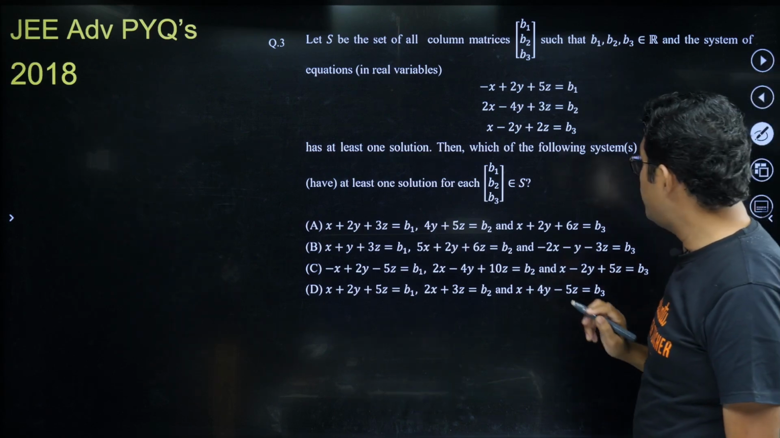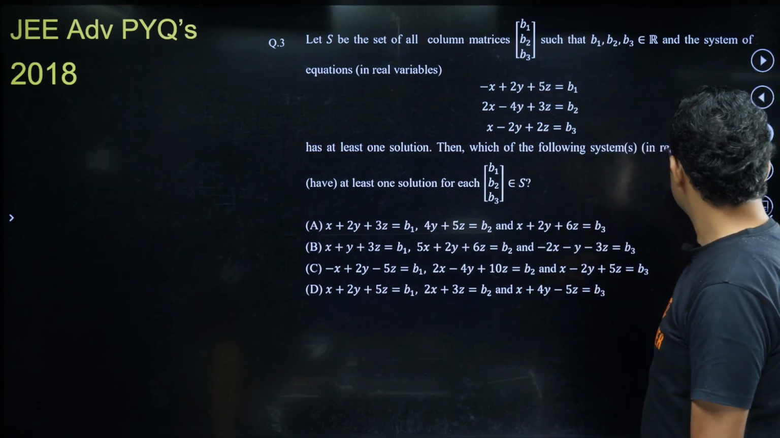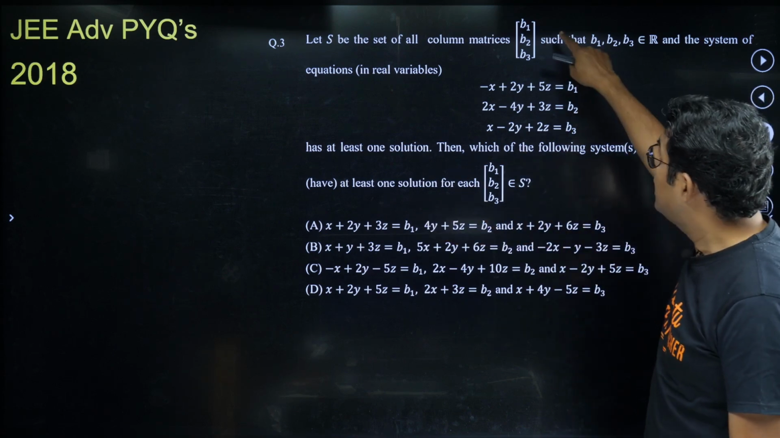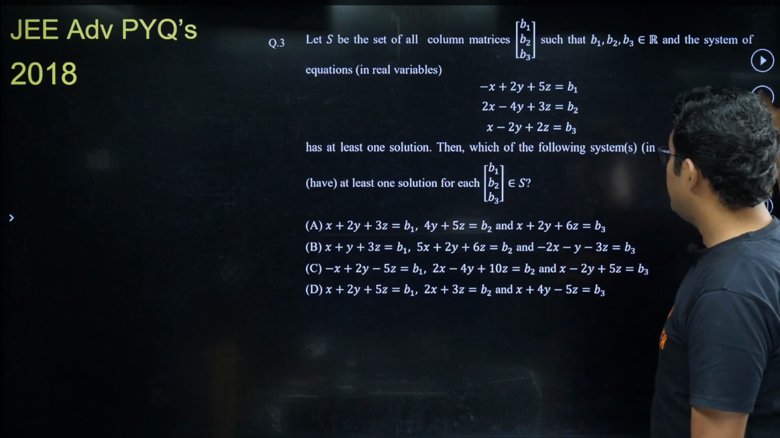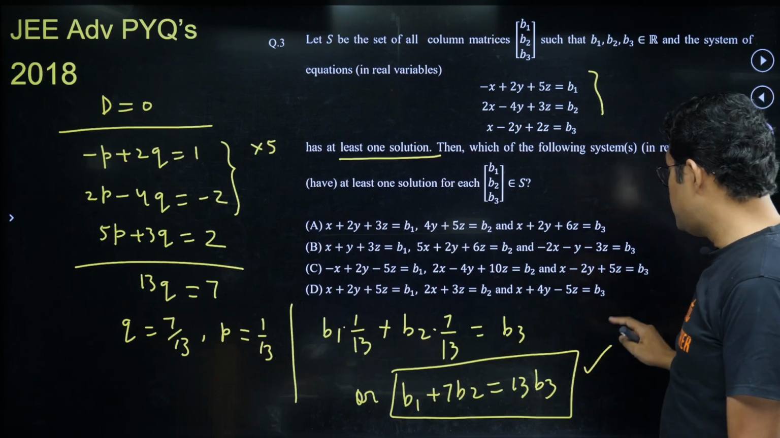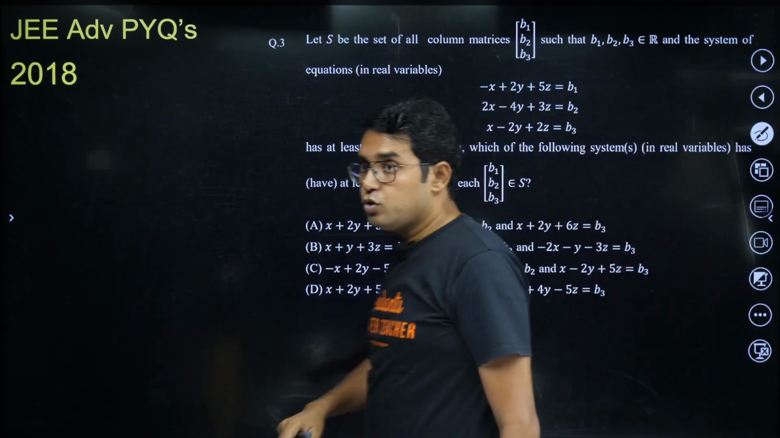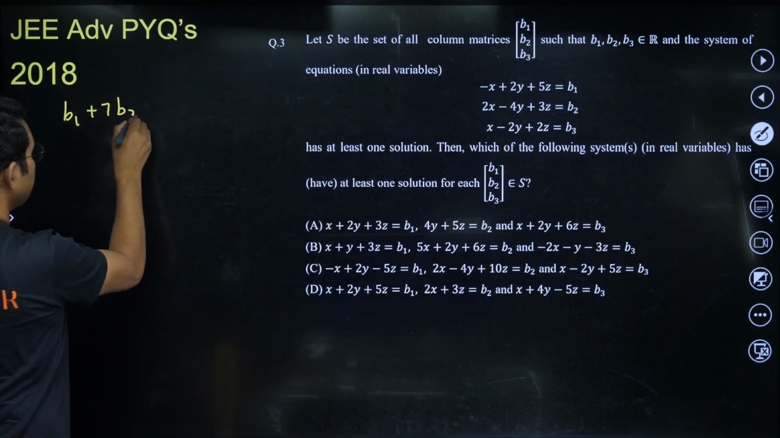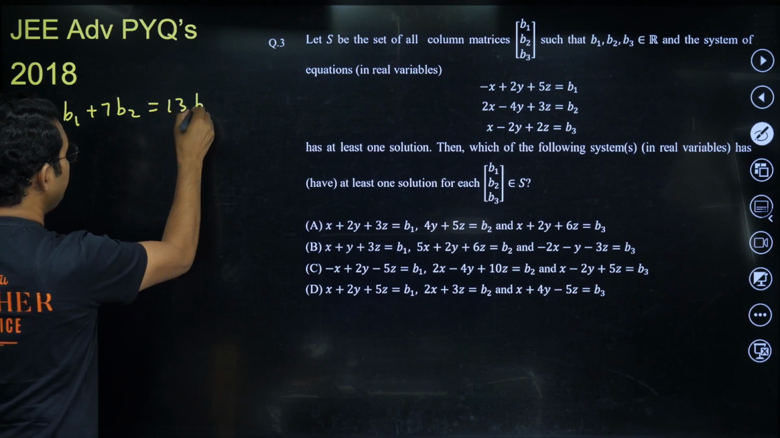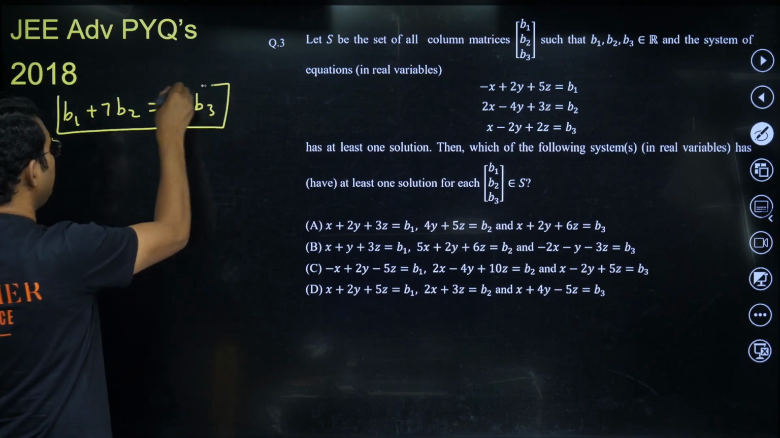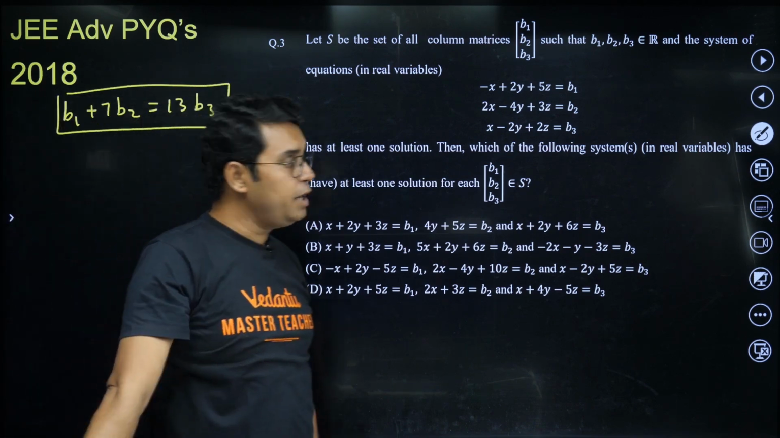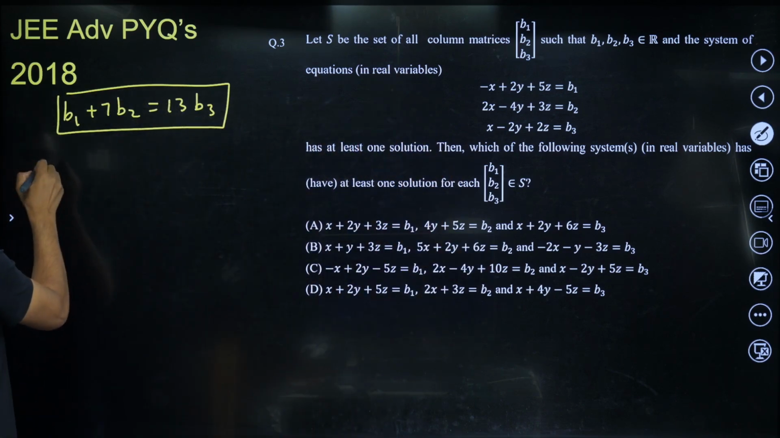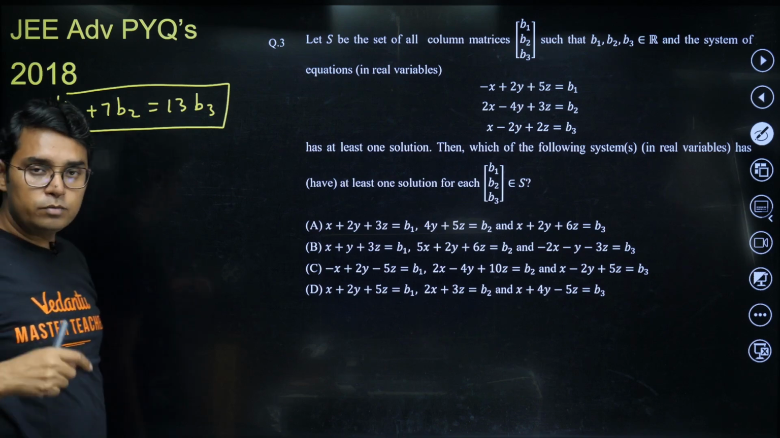What is the question then? Please see, which of the following systems in real variables has at least one solution for each b1, b2, b3 belonging to this S. Now first let me write the relation between b1, b2, b3, 1, 7 and 13. So we obtained b1 plus 7 b2 should be equal to 13 b3. Okay, that is the relation if we want these b1, b2, b3 to be in this S. Now for option A, I will use my shortcut method.